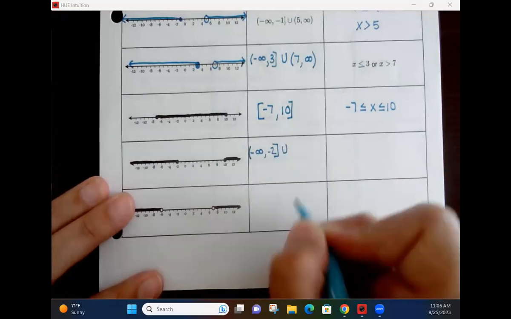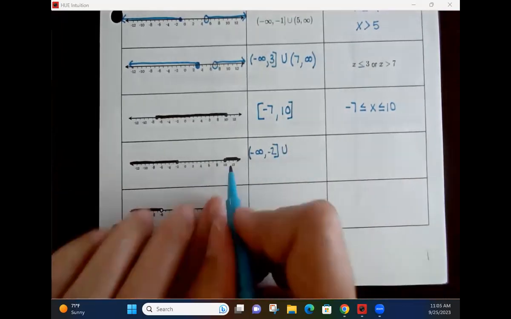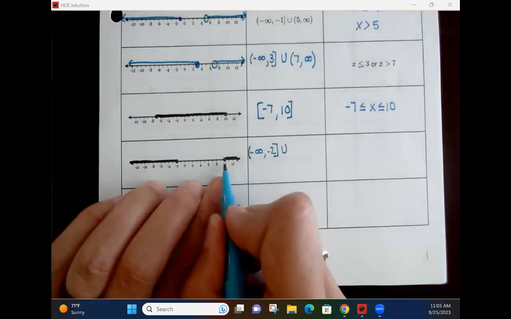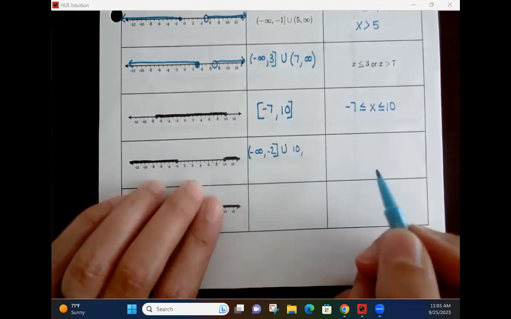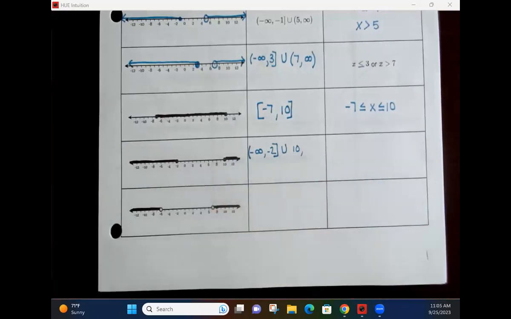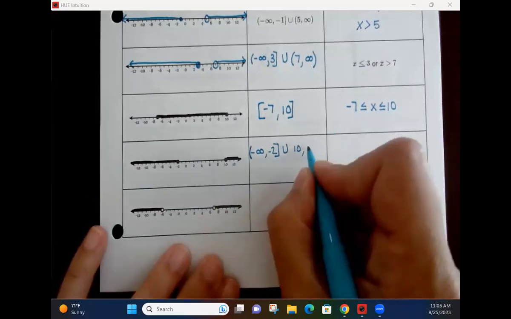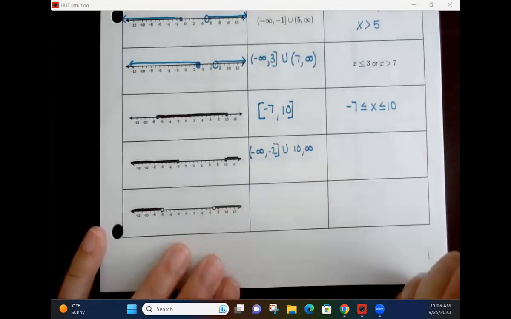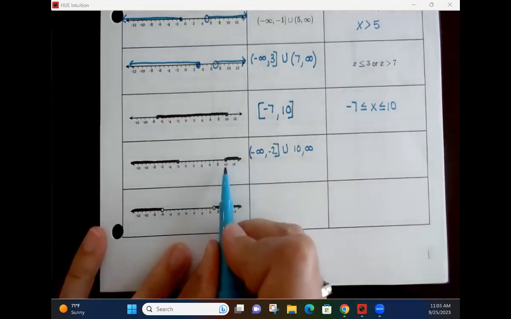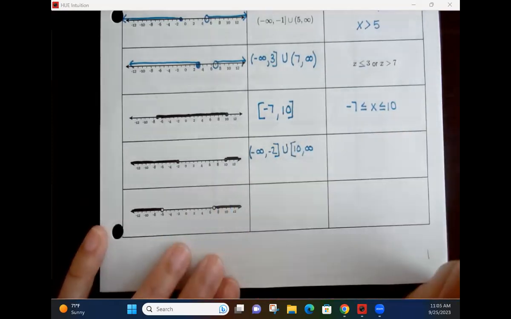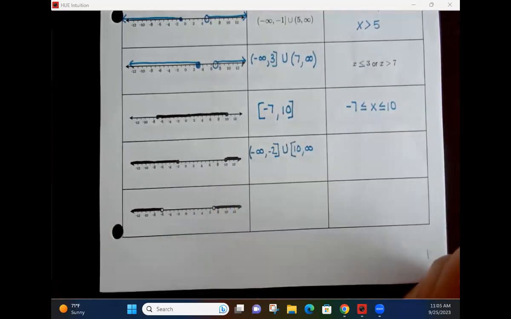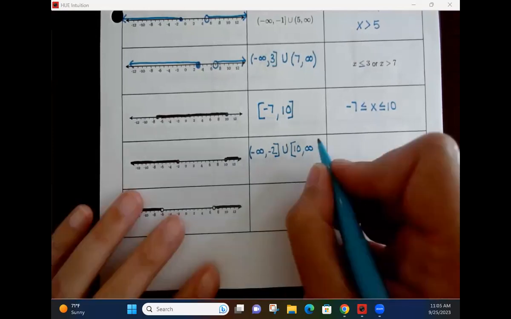Then I'm going to use my little notation here, my union symbol, and I'm going to write my other piece. So for my second piece, we start at 10, and then I'm shading the rest of the graph. I don't have another stopping point, I don't have another end point. So that means I'm going to infinity. Do I want a parenthesis or a bracket at 10? That's a bracket at 10. It's a filled in circle. That's a bracket. How about infinity? Always a parenthesis at infinity.